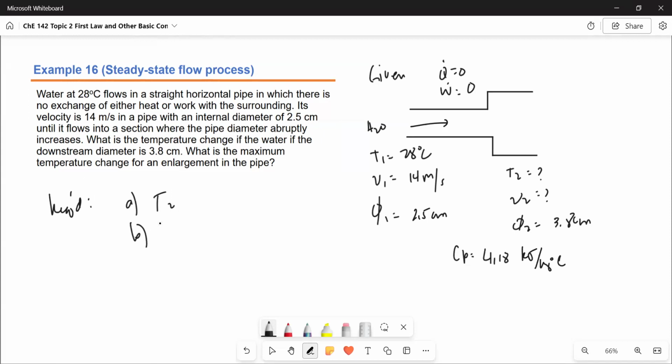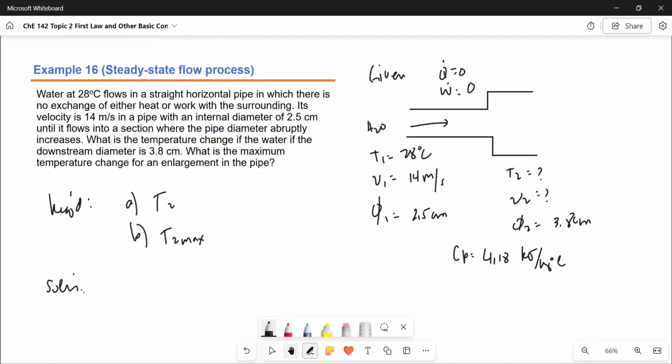And maximum T2 max. Okay, T2 max. Alright, so we solved the problem.